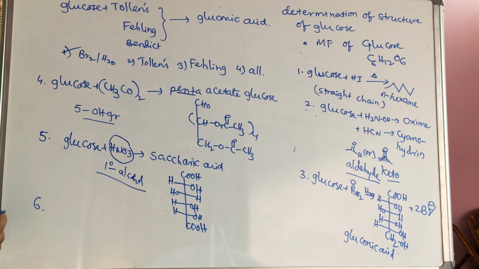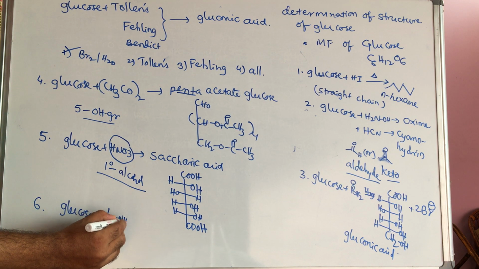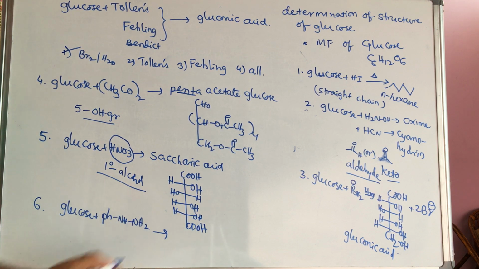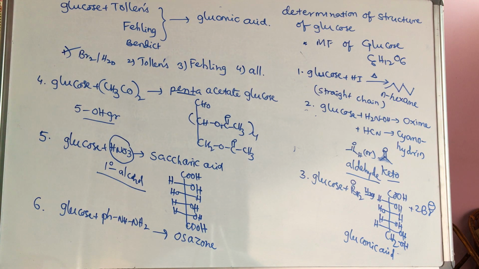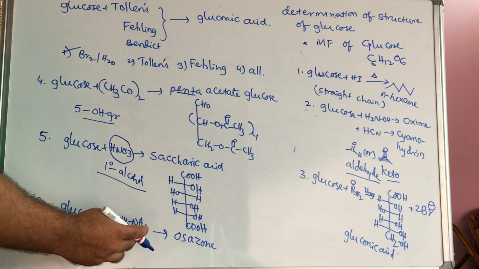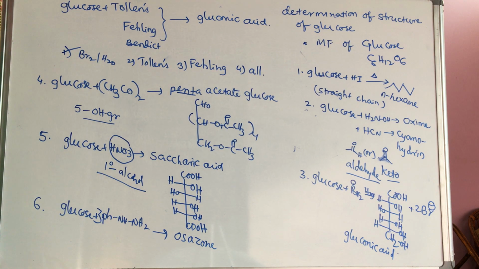Next, the sixth one: glucose reacts with phenylhydrazine, then it forms osazone. This is one of the identification tests for monosaccharides. But a very important thing: when glucose reacts with phenylhydrazine to form osazone, how many moles of phenylhydrazine are utilized? That is 3 moles. Generally in its structure it appears as 2 moles utilized, but in the total mechanism 3 moles of phenylhydrazine are utilized. This is very important for competitive exams, so keep in mind the important points.